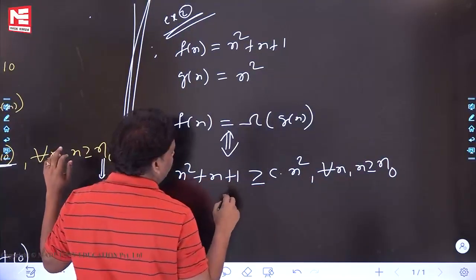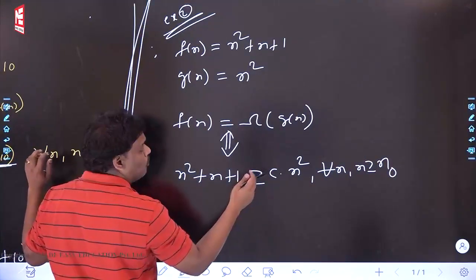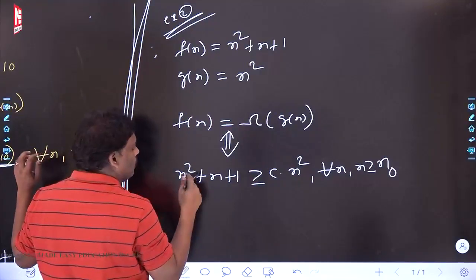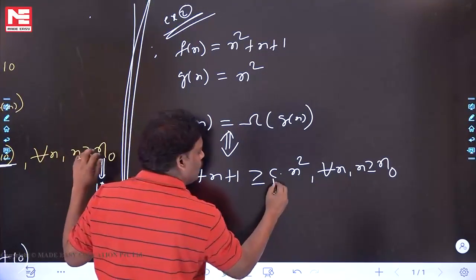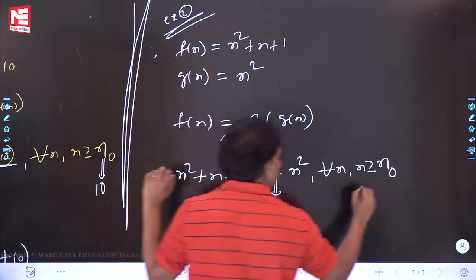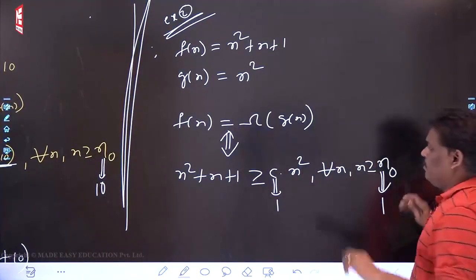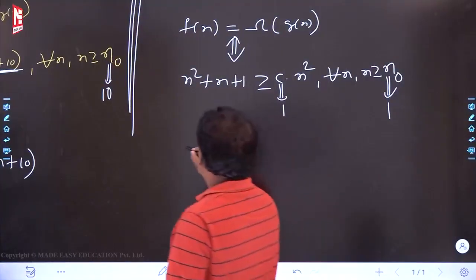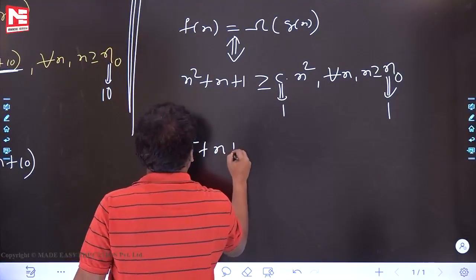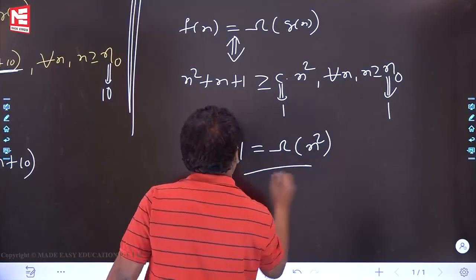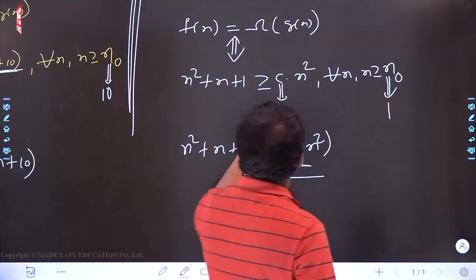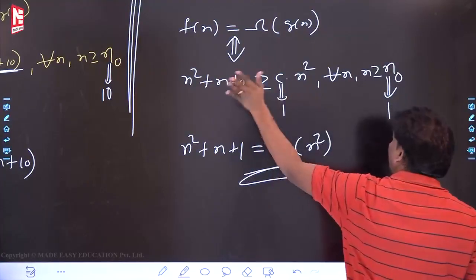What is the meaning of omega? I want to prove the right is smaller, which is nothing but the left will be bigger or equal. I think left is already bigger. You can take c value 1. What is the n0? I think 1 onwards works. So finally I can conclude that n square plus n plus 1 is omega of n square is true, because left is already bigger.